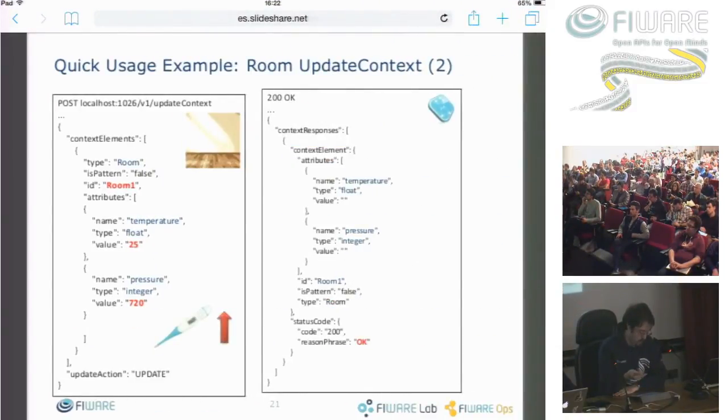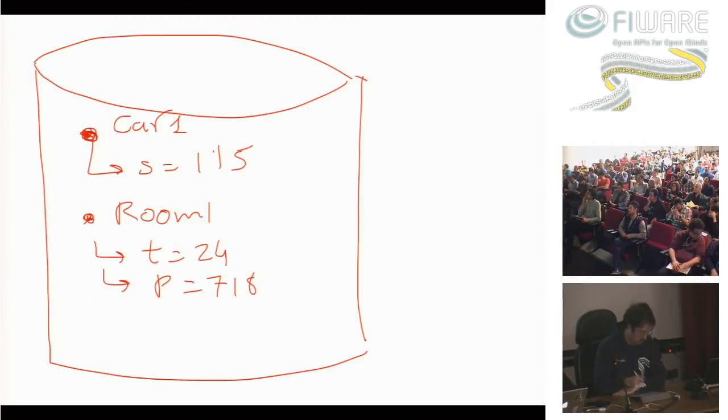So this shows another sample of update. In this case, we are changing two attributes at the same time. The temperature of the room is changing to 25, and the pressure to 720. So let's change this in the slide to represent that this has changed in the internal database.